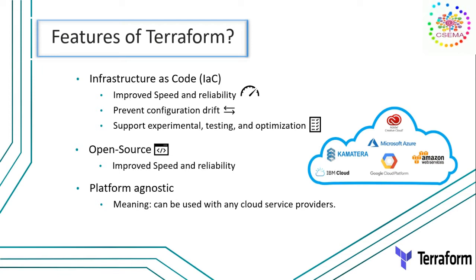This means Terraform is backed by large communities of contributors and practitioners who build plugins for the platform that improve speed and reliability. Regardless of which cloud service provider you use, it's easy to find plugins, extensions, and professional support. This also means Terraform evolves quickly, with new benefits and improvements added consistently. And it is platform agnostic, meaning Terraform can be used with any cloud service provider. That can be Microsoft Azure, AWS, IBM Cloud, GCP, and many more.